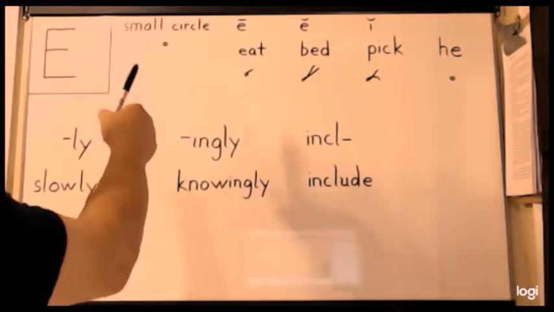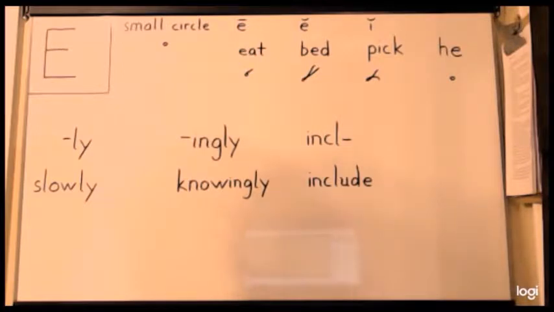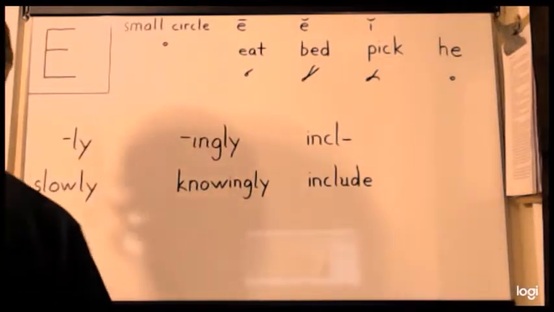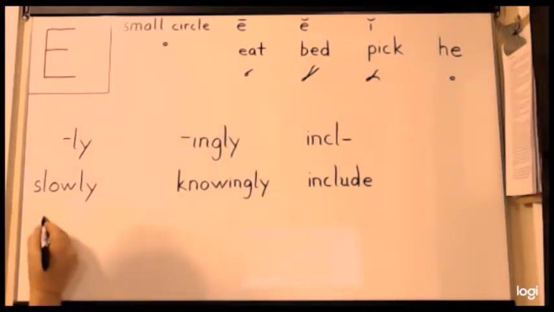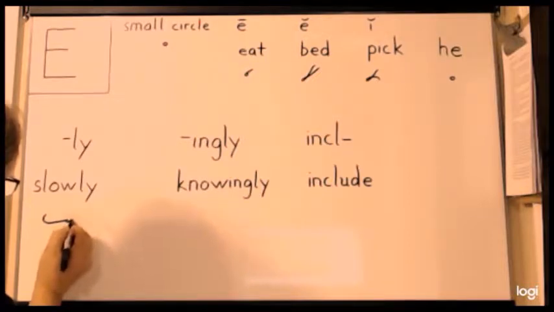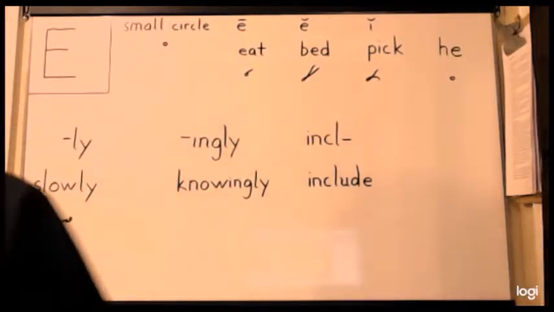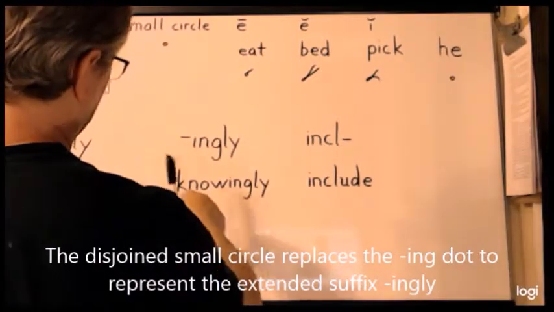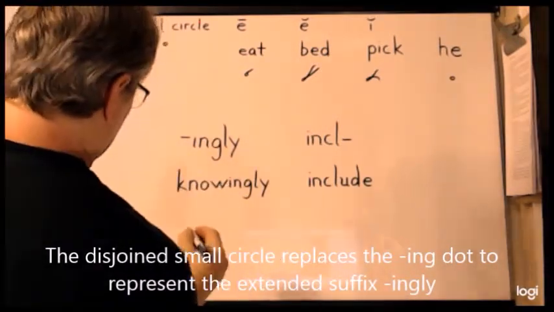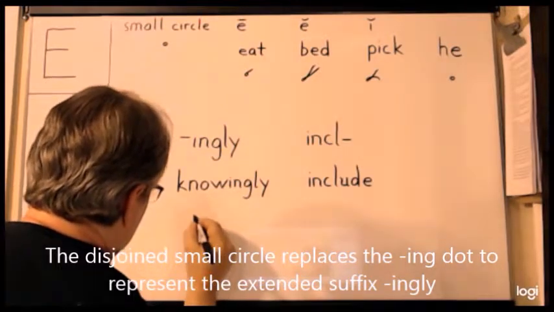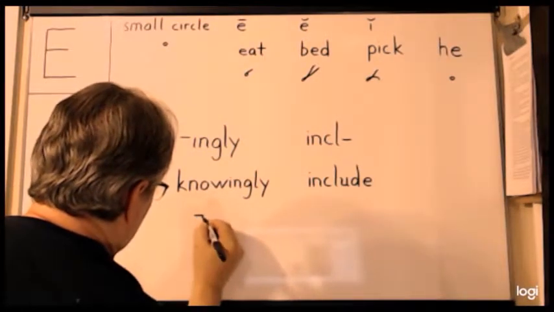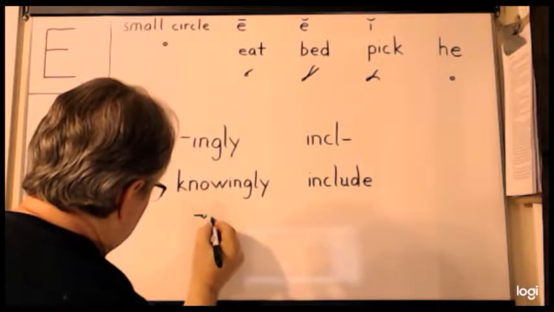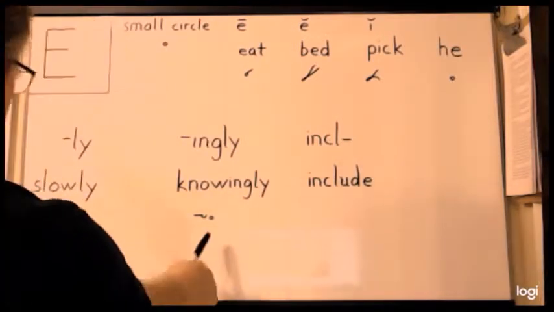The small circle also stands for the joined suffix ly. Here we'll write the word slowly, which is S-L-O-E. It also stands for the disjoined suffix ingly. We'll write the word knowingly, which is just N-O, then a separate E, meaning ingly.